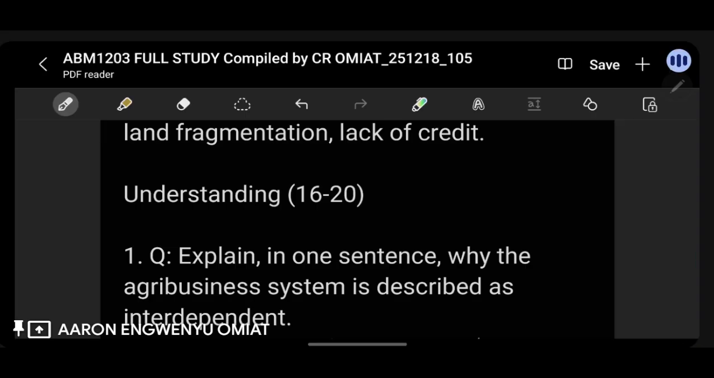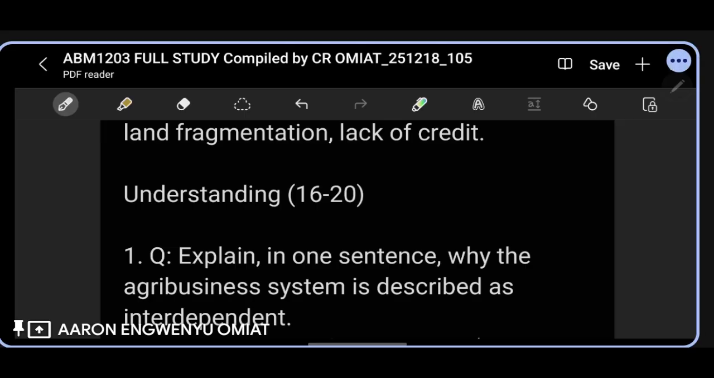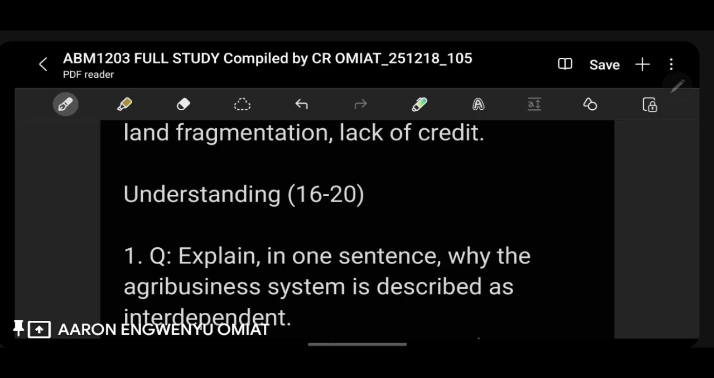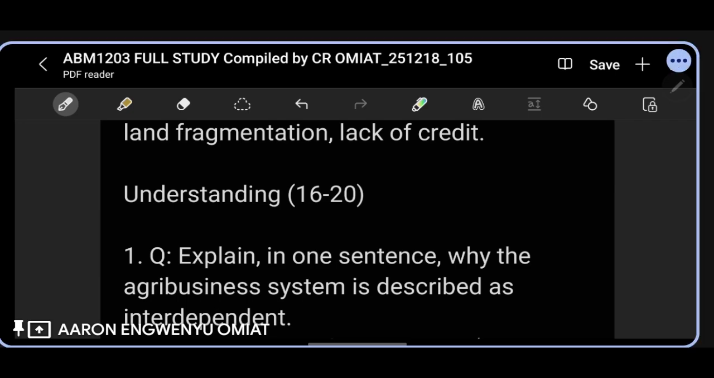How does input relate to production, relate to processing, relate to marketing, and relate to public sector? Give us an example. A farmer growing maize. Now you relate that to the rest.